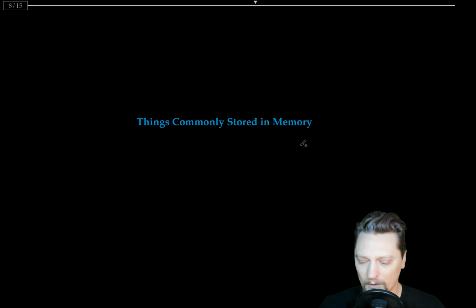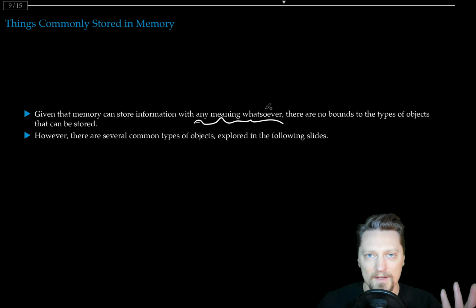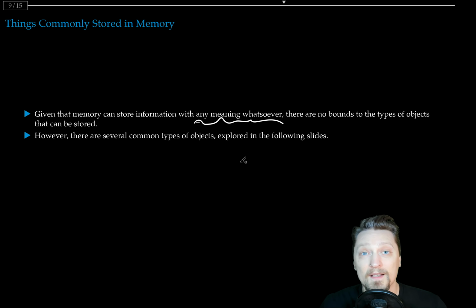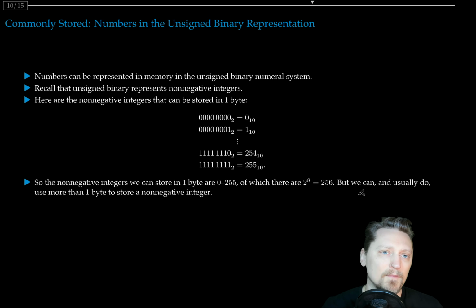Things commonly stored in memory. Given that memory can store information with any meaning whatsoever, remember north, south, east, west, like we started with as an example, there are no bounds to the types of objects that can be stored. However, there are several common types of objects explored in the following slides. First, unsigned binary representation.